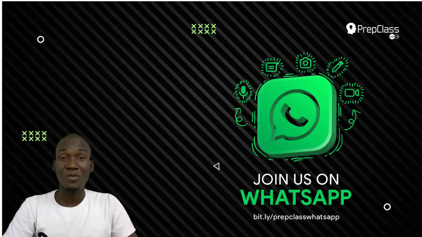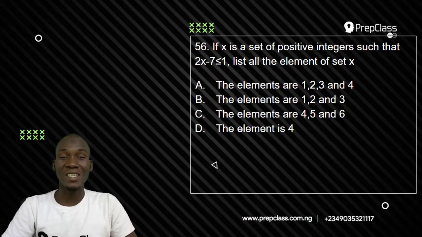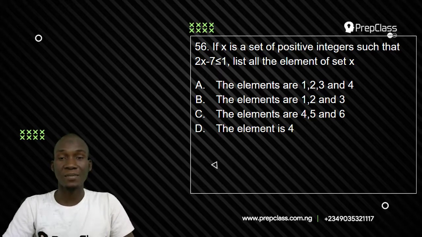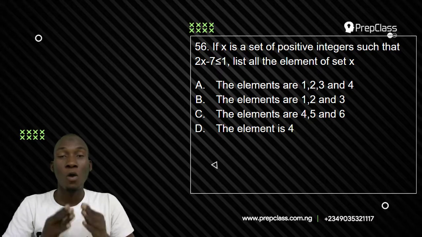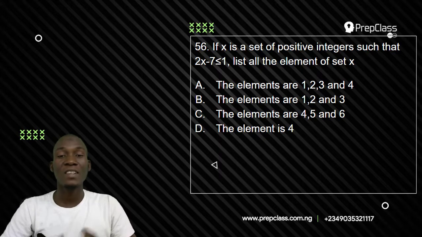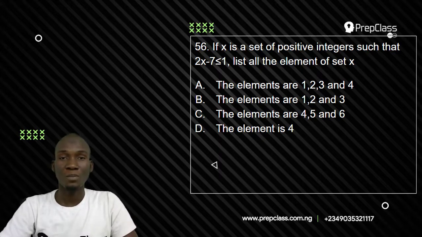So for today's section, we are going to be solving question 56 to 60. So let's start. Question number 56. If x is a set of positive integers such that 2x minus 7 is less than or equals to 1, list all the elements of set x. A. The elements are 1, 2, 3, and 4. B. The elements are 1, 2, and 3. C. The elements are 4, 5, and 6. D. The element is 4.